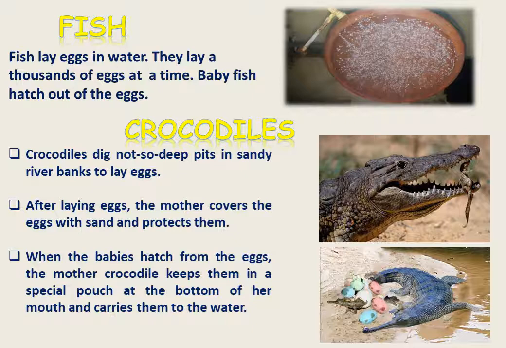Then when the babies hatch from the eggs, that is, the babies come out of the eggs, the mother crocodile will keep them in a special pouch at the bottom of her mouth and carry them to water. You can see in the second image, a baby crocodile is being kept in the mouth of the crocodile. It is actually protecting them, and it will take them into water because crocodiles are most seen in rivers.